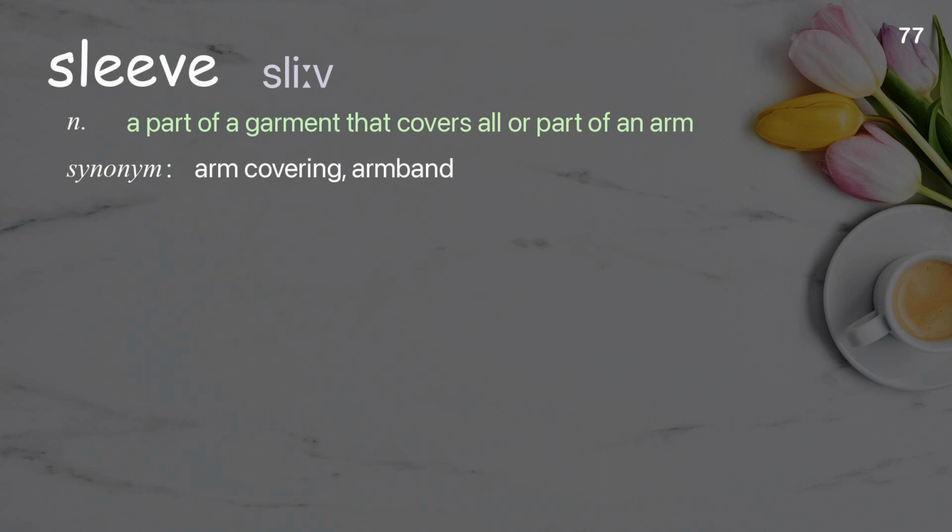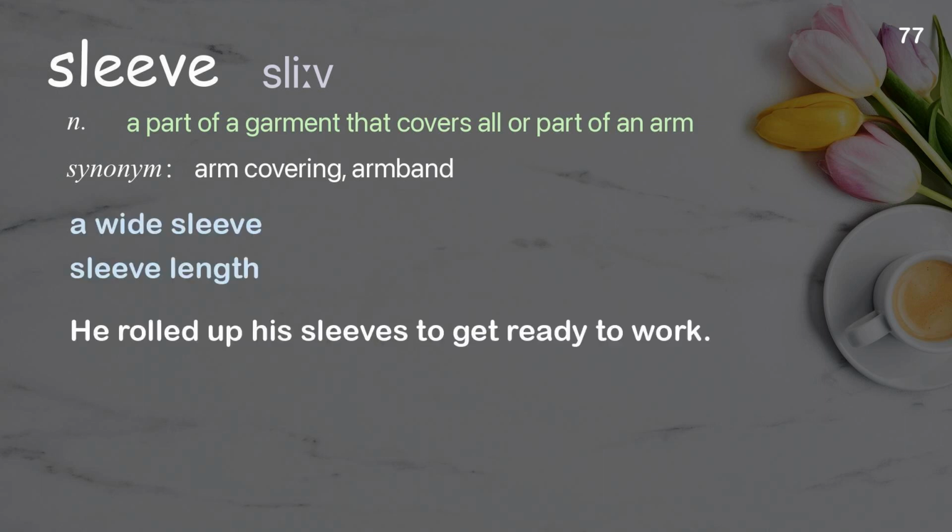Sleeve. A part of a garment that covers all or part of an arm. Examples: A wide sleeve. Sleeve length. He rolled up his sleeves to get ready to work.